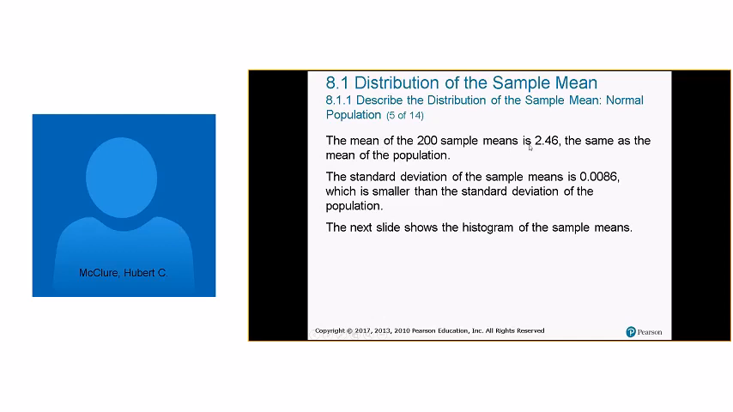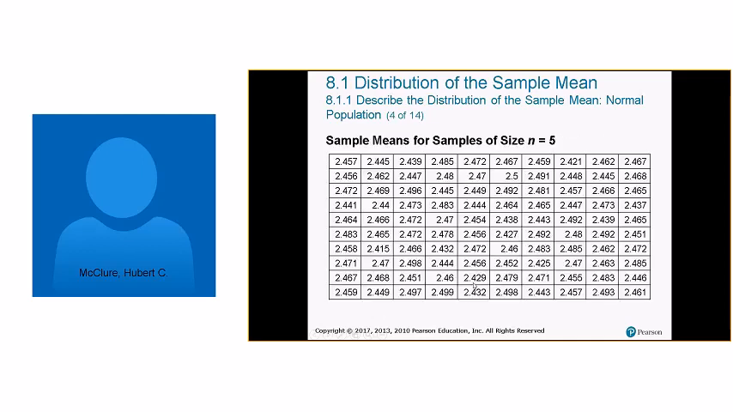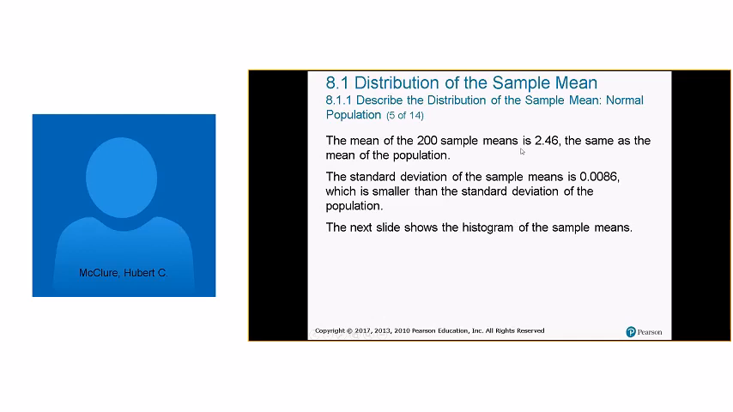That's why the mean of 200 means is 2.46, the same as the mean of the population. So they took all of those means right there, and they averaged them up, and they got 2.46, being the same as the population mean. The standard deviation of the sample mean is 0.0086, which is smaller than the standard deviation of the population.